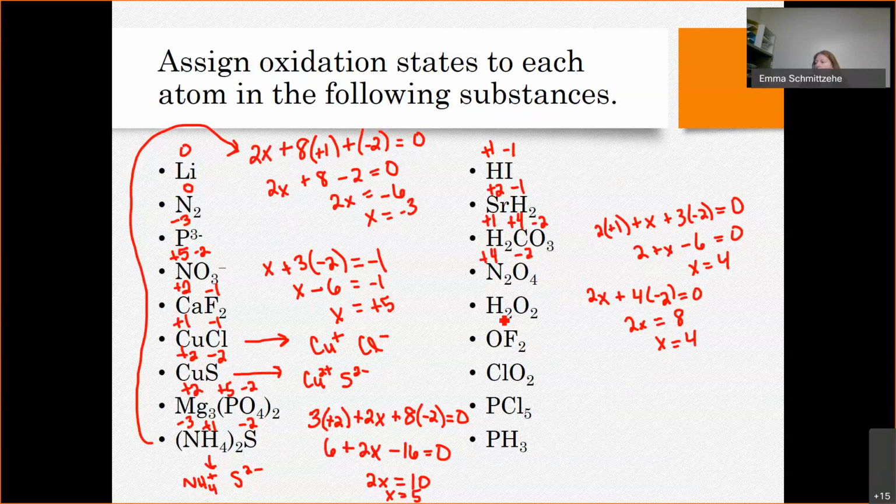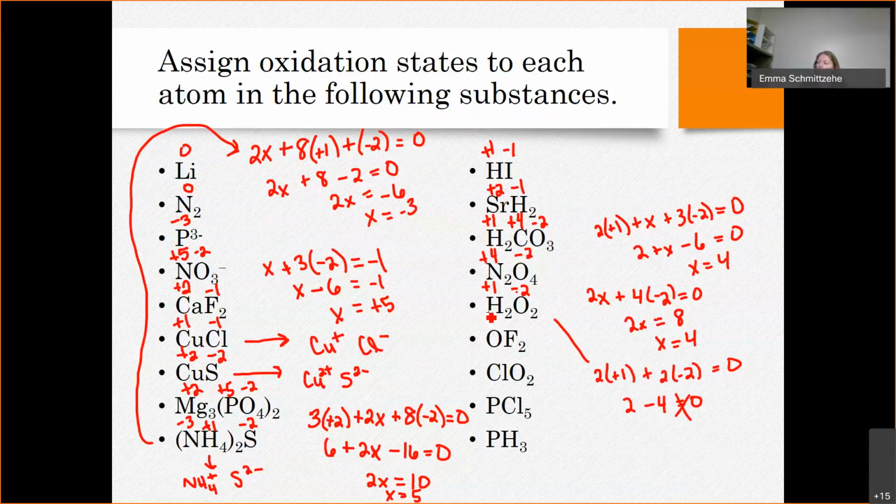And then I have H2O2. Now this one might be a little confusing because if you start out and you say, okay, well, H is with a nonmetal, so I say it's +1, and then oxygen, I'd say it's -2. But if you check that, if you say 2 times +1 plus 2 times -2 equals 0, well, you'd have 2 minus 4 equals 0, which is not equal, right? And so we have a problem.